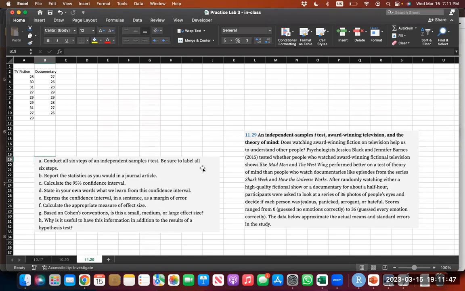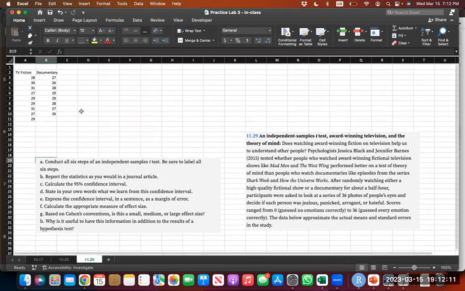Okay. So they were asked whether they could decide whether persons were jealous, panicked, arrogant, or hateful on scores between 0 to 36. So basically getting 1 point for each guessed emotion correct.